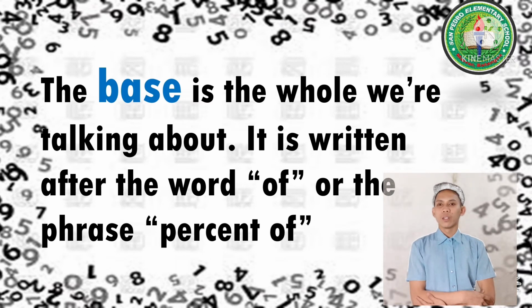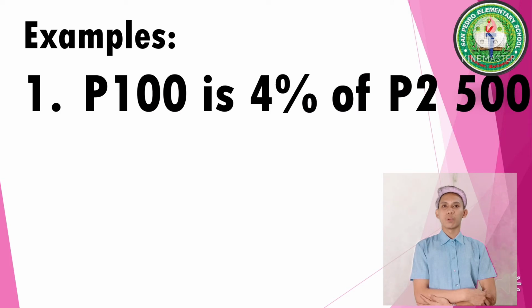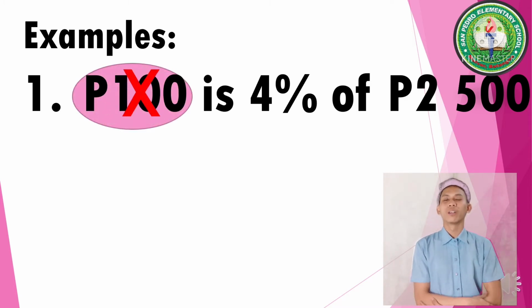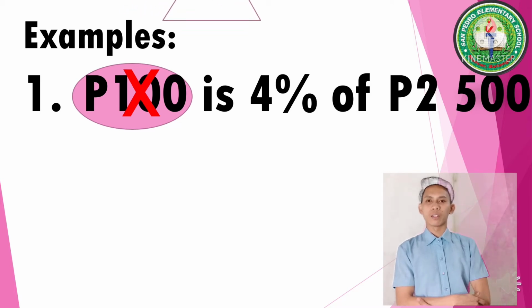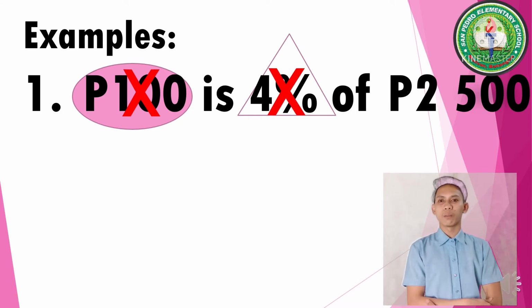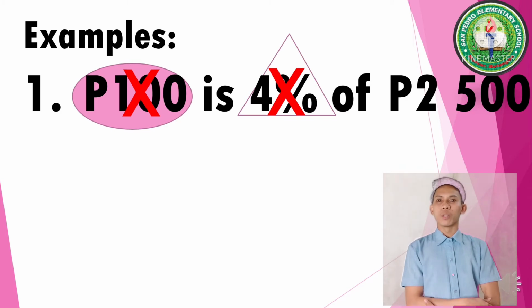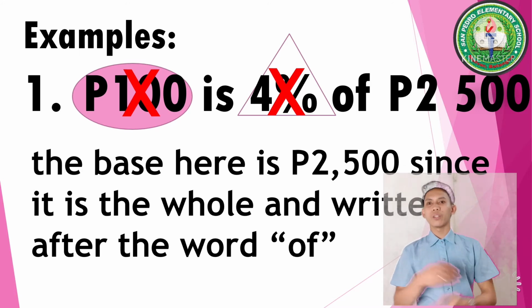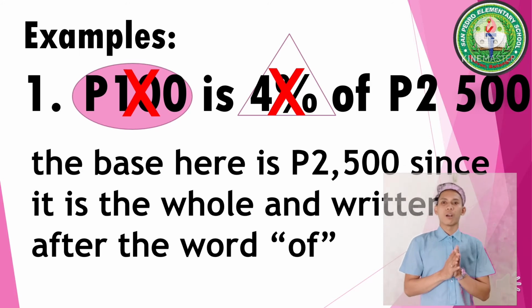Examples. So 100 pesos is 4% of 2,500. Do you think 100 is our base? No. How about 4%? No again. So, meaning to say, from the 3, natira lang natin is 2,500. So, the base here is 2,500 since it is the whole and written after the word of.